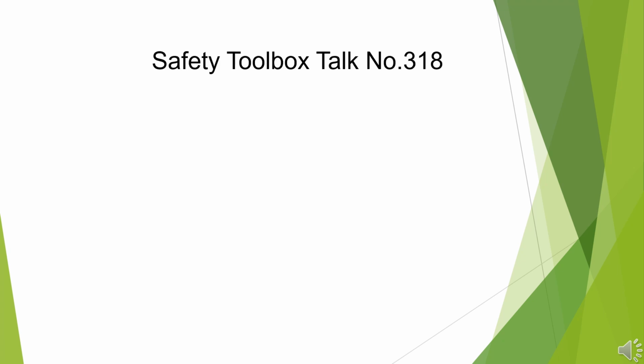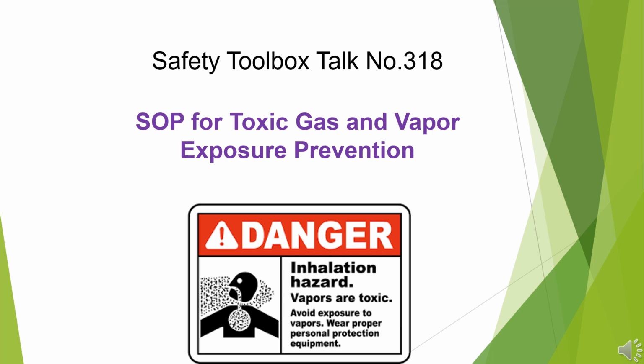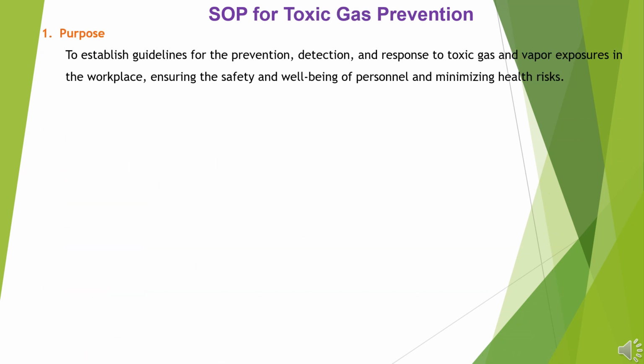Safety Toolbox Talk Number 318. SOP for Toxic Gas and Vapor Exposure Prevention. 1. Purpose. To establish guidelines for the prevention, detection, and response to toxic gas and vapor exposures in the workplace, ensuring the safety and well-being of personnel and minimizing health risks.